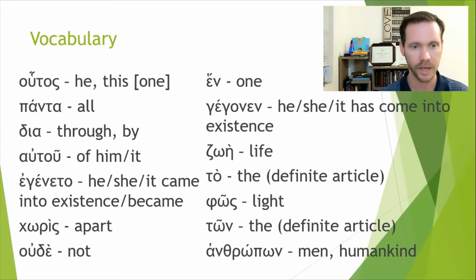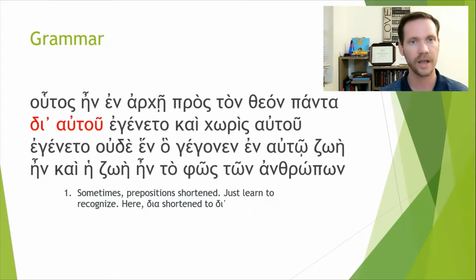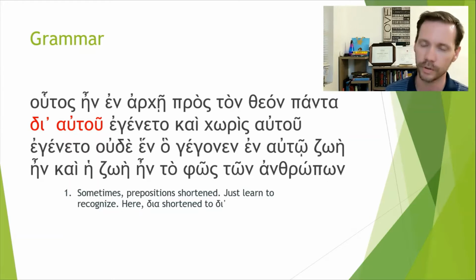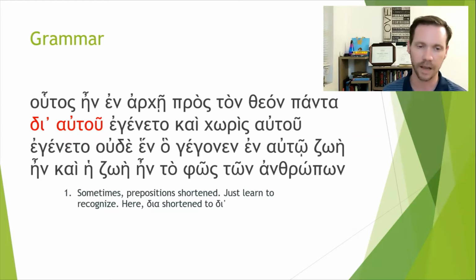If you were to go back, you would see dia has an apostrophe on the left side, third one down, whereas here, you see the apostrophe takes the place of the alpha. That's just to save some space. Just know sometimes prepositions can be shortened. It's pretty easy. If you feel like that's complicated, you're going to see it every time. It's not hard at all. Dia is just shortened to d. So when you see that, don't be surprised.